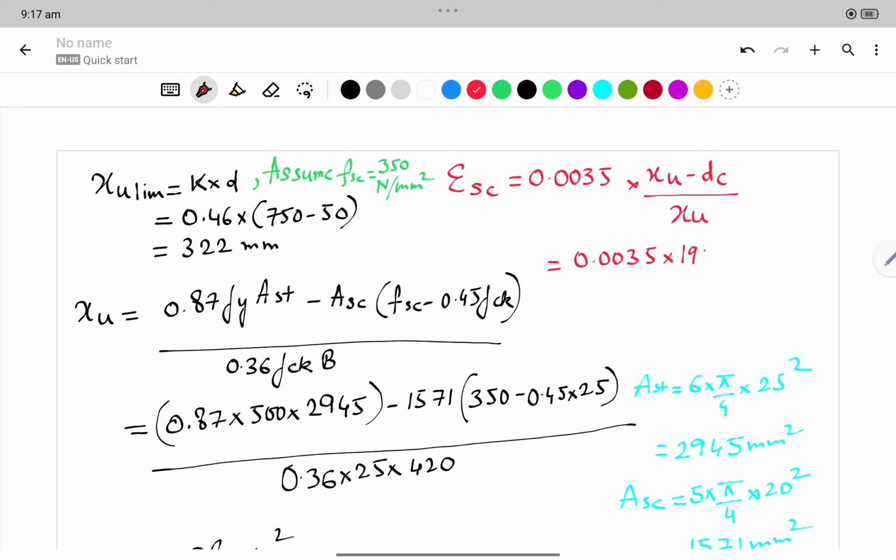198 minus DC is 50, XU is 198. So epsilon SC is equal to 198 minus 50 divided by 198 into 0.0035. So it is coming as 0.00261. Okay, 0.00261. So for this value we have to calculate the FSC.